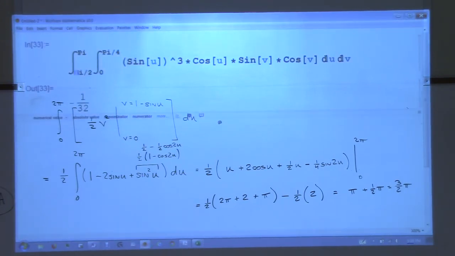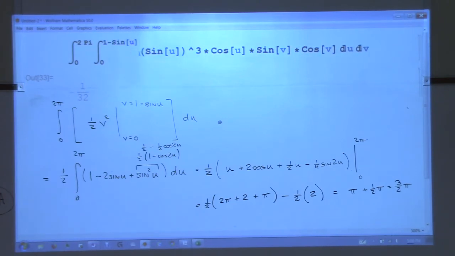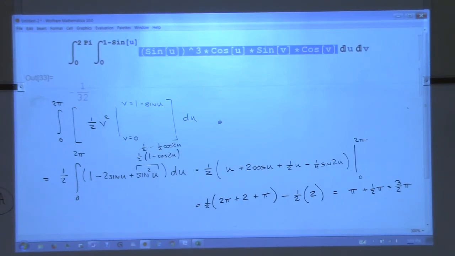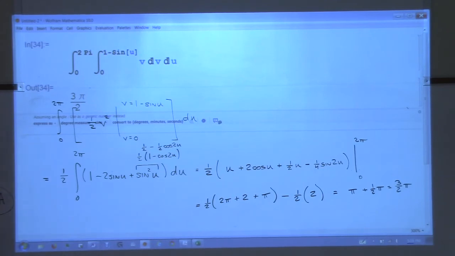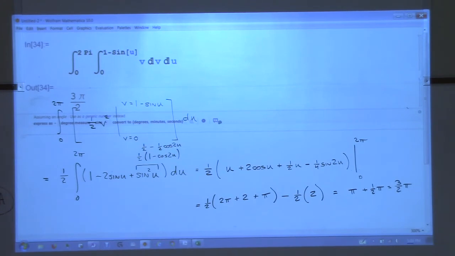Okay, so it went from 0 to 2 pi, right? Then it went from 0 to 1 minus sine of u. And then this was just v, and then it was dv du. 3 pi over 2. All right? Okay, so far the surface integral is 0 plus 3 pi over 2, right? Last surface.